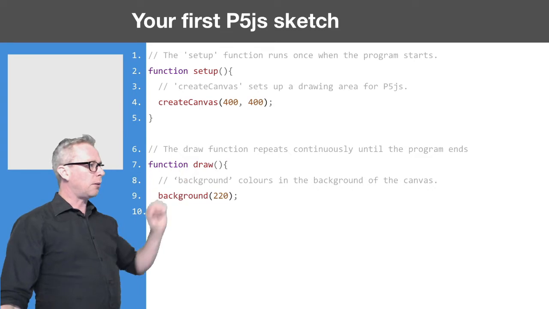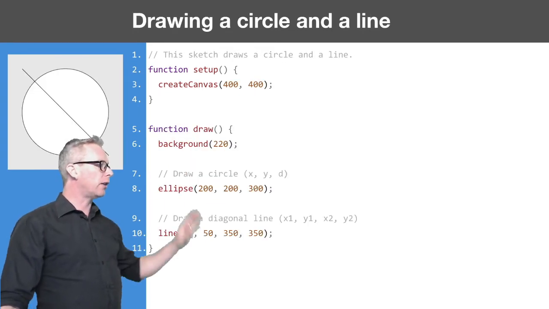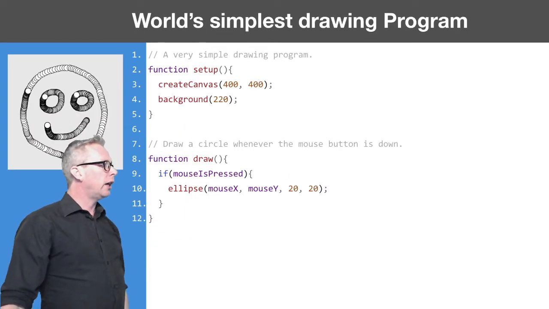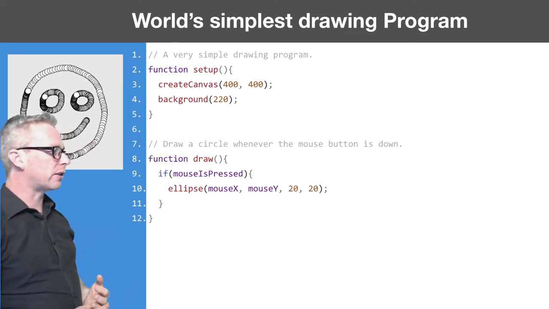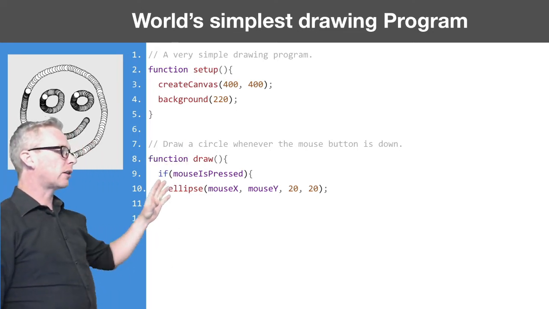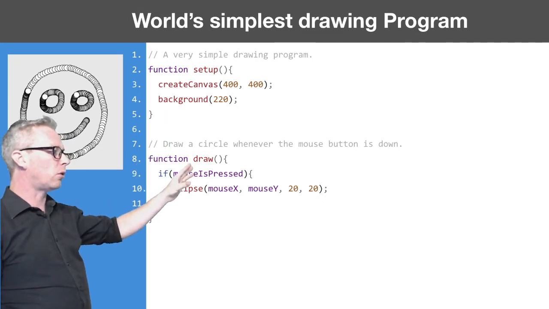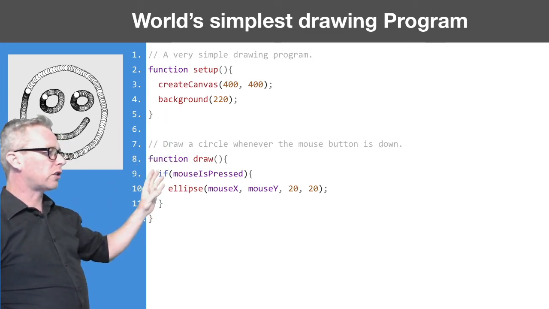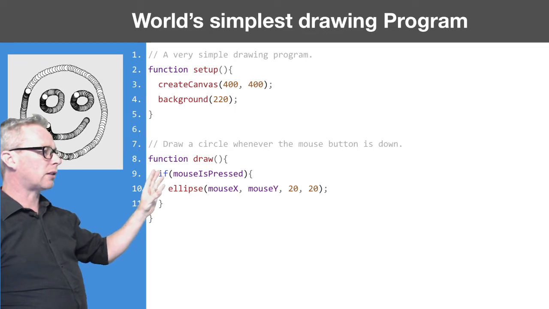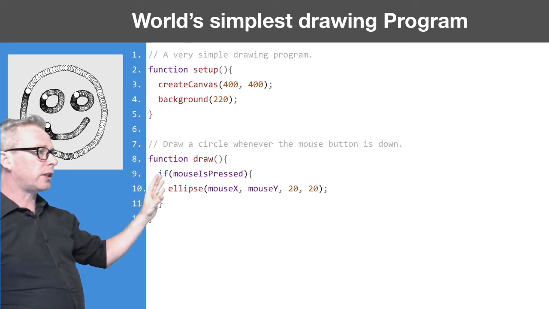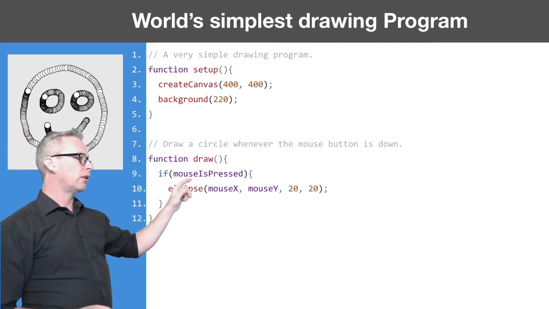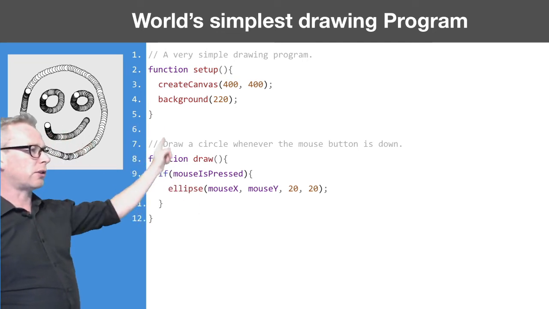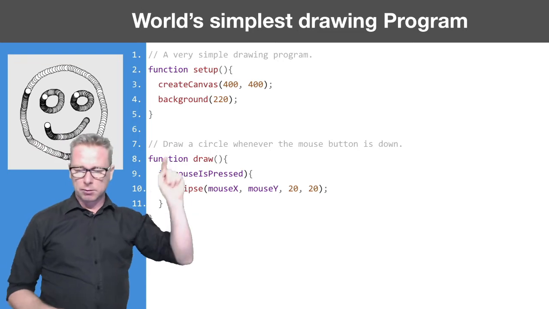So there's that default sketch that we looked at. There's drawing a circle and a line. And this is what I would call the world's simplest drawing program. So you'll see this in the first tutorial. Basically, we have the same sort of setup and draw structure, but in the draw we just check, is the mouse pressed? And if it is, and only if it is, then we'll draw a circle or an ellipse in this case.